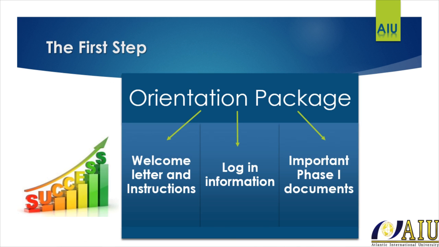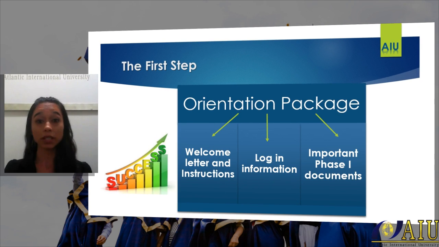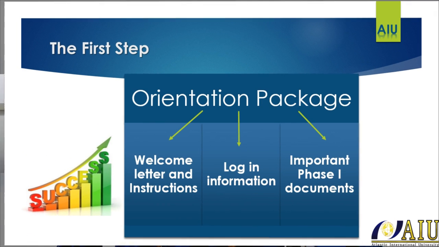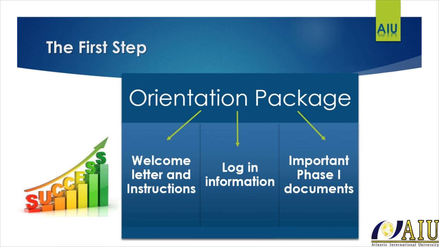So where to begin? The first step is when you register, you receive an orientation package or email. In this email, it includes the welcome letter and some instructions. It has your login information, that is your username and password, and it has some important phase 1 documents. So please make sure to go through all this information, review this presentation, and contact us if you have any questions.